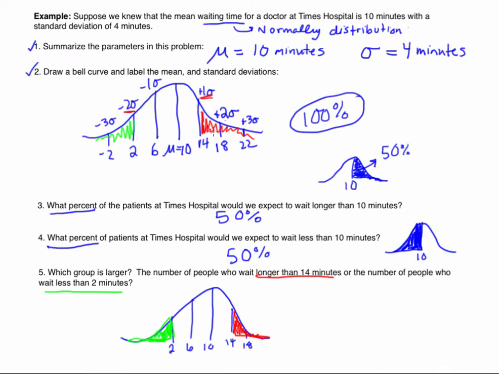So here, if we were to compare the percentages, and in the future we'll actually be able to find the percentages associated with these, but if we were to compare what percentage waited longer than 14 minutes versus less than 2, we would choose longer than 14 minutes. And we're actually going to show that on the next page.